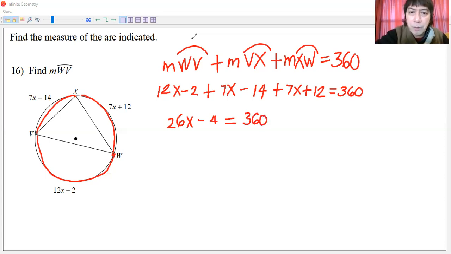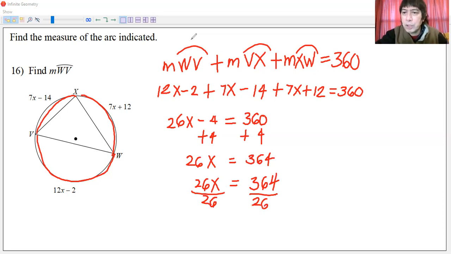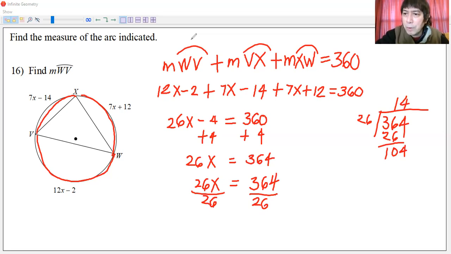Add 4 to both sides. We have the right side at 364, and it is equal to 26x. The next step is to divide both sides by 26. Let's do our division: 364 divided by 26. We have 1, 26, 1, 0, 4, 24 and 2, remainder 0. So our x is 14.